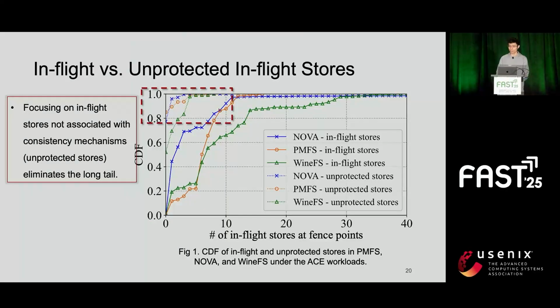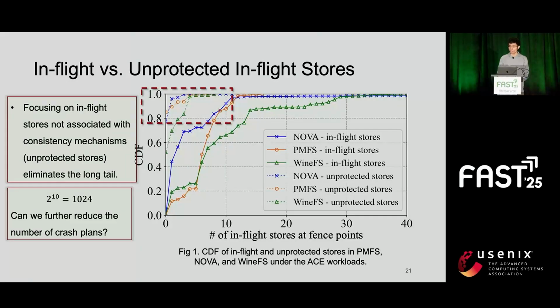The dotted line shows the unprotected stores. It shows that at most 95% of fence points had fewer than 5 in-flight stores, which eliminates the long tails. And meanwhile, with 10 in-flight stores, we still need to test 1,000 crash planes. Can we further reduce this number?